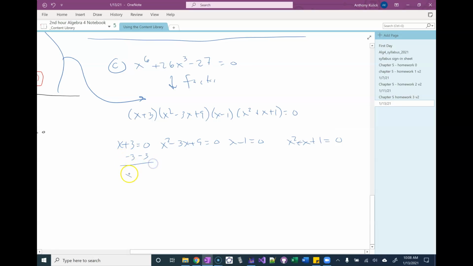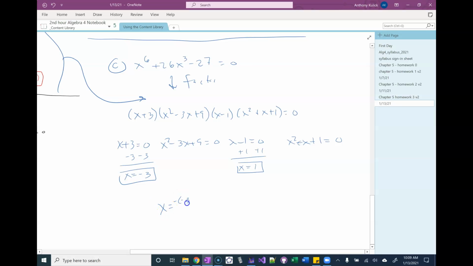So the x plus 3 equals 0. That's easy to deal with. Subtract 3 from both sides. The x minus 1 equal to 0. That's easy to deal with. We just add 1 to both sides. The other two pieces we have to use the quadratic formula on.